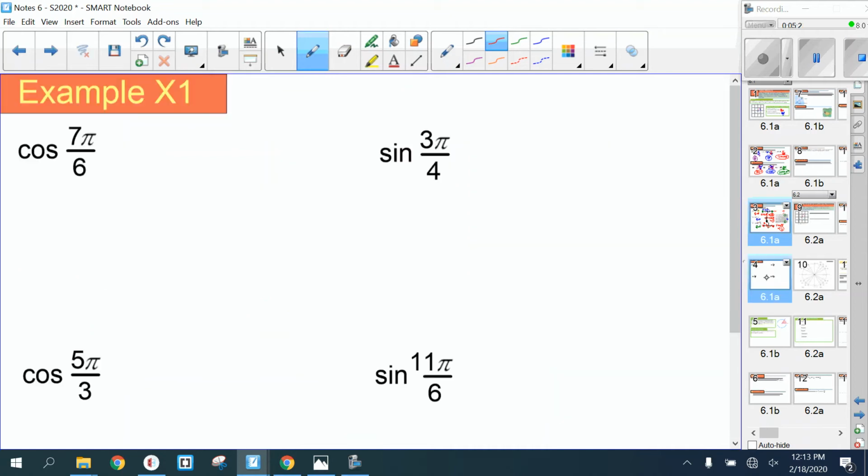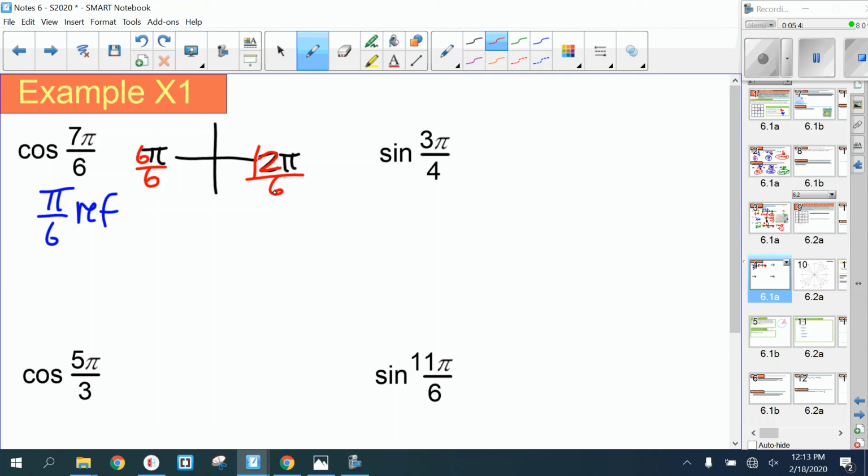Let's do a few more. Okay, cosine 7 pi over 6. I know that's a pi over 6 reference. So look at where we are. If this is pi and this is 2 pi, get a common denominator. 6 pi over 6, that equals pi. And 12 pi over 6, that equals 2 pi.